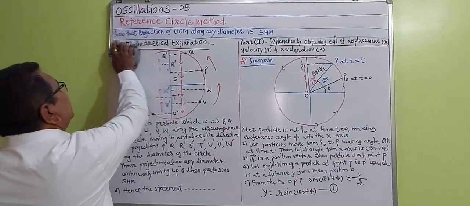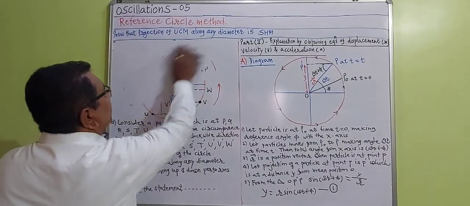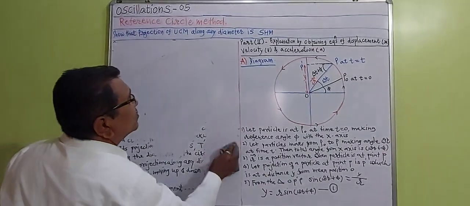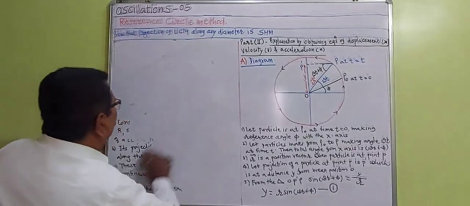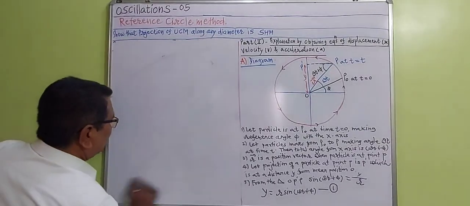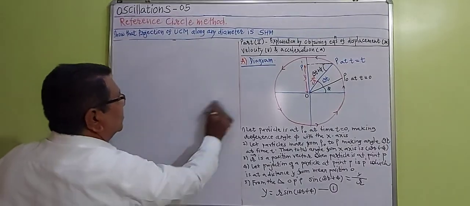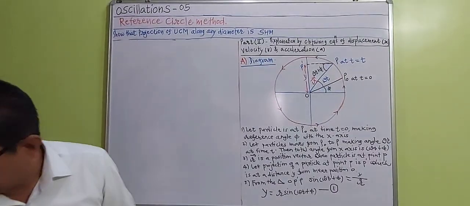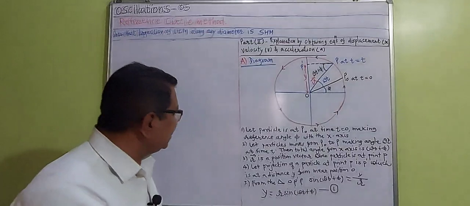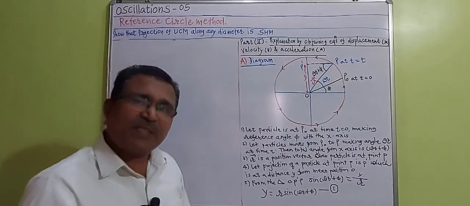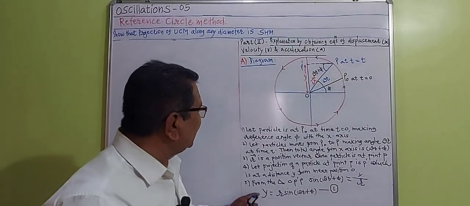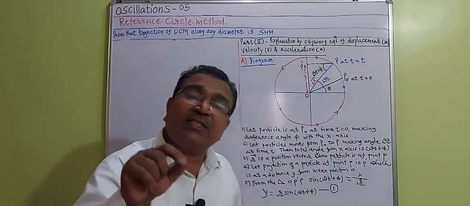After deriving displacement of SHM, now we have to derive what is the equation of velocity of SHM. So velocity is nothing but the time rate of change of displacement. So we can take derivative of this equation with respect to time.